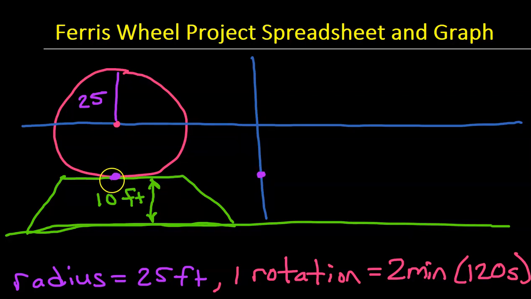Now, the Ferris wheel starts to rotate, and after a while, a person will reach this position. All right, they're rising up. So after a while, that means the person's going to be here. After more time passes, the person is going to be here. So after a while, the person will be here.